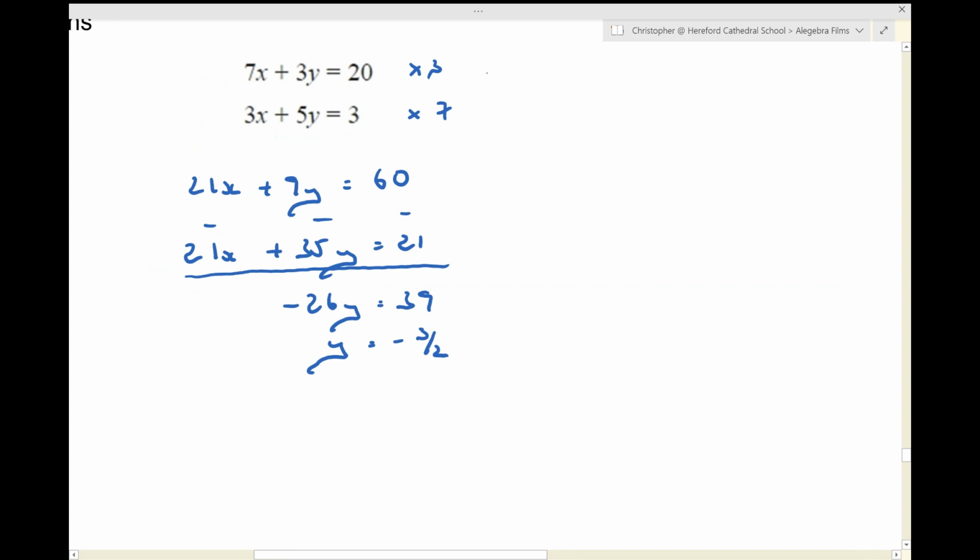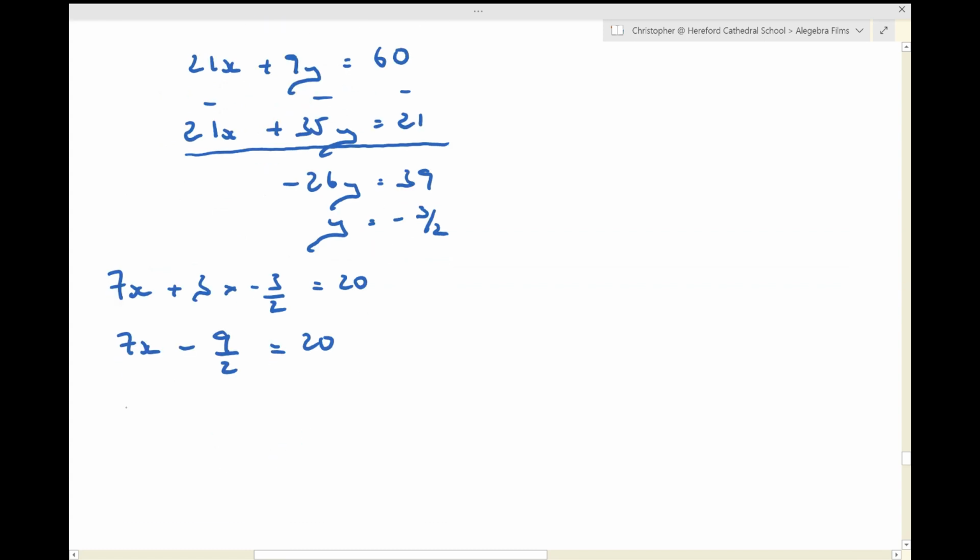Let's substitute that value of y into the first equation. 7x plus 3 times minus 3 over 2 equals 20. 7x minus 9 over 2 equals 20. Add 9 over 2 to both sides, and 7x is 24.5. Divide both sides by 7, and x is 7 over 2.